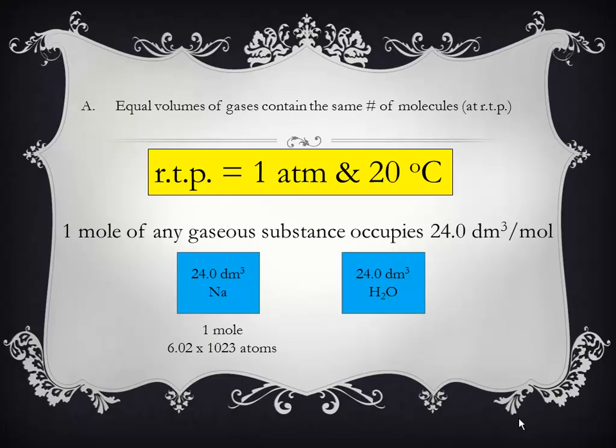So you can see here, no matter what substance you have, sodium or water, if it's a gas, it's going to be the same number of moles, same number of liters, same number of atoms. That's because the size of atoms and molecules are so small relative to its space.